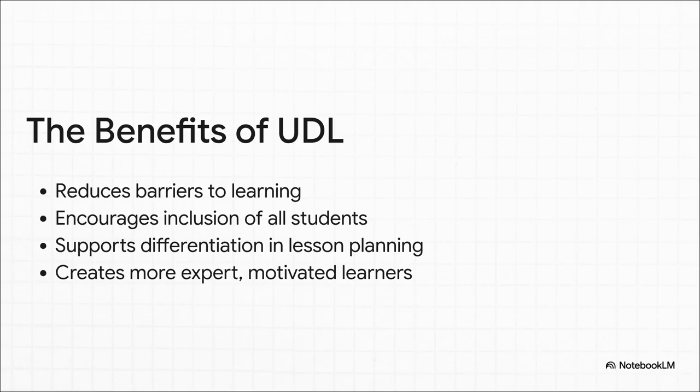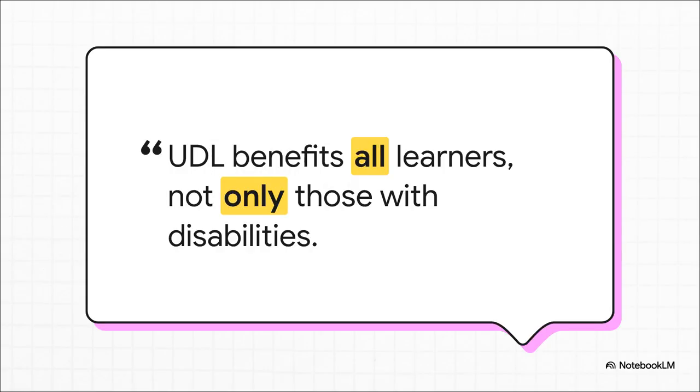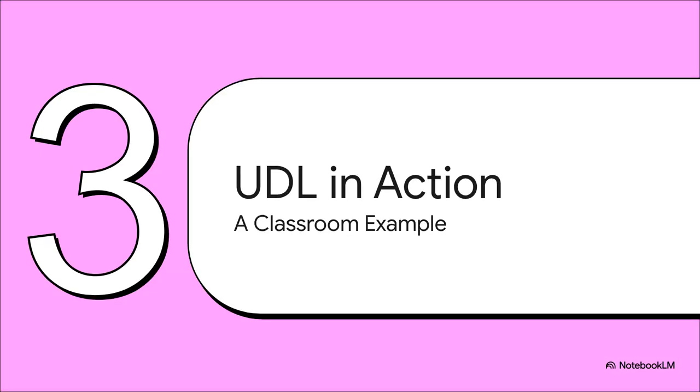Basically, expert learners. Now this right here, this is the key. If you remember one thing, make it this. UDL isn't just a special accommodation for a few students. It's just better design for everyone. Think about a ramp going into a building. It's essential for someone in a wheelchair, right? But it also helps a parent with a stroller or a delivery person with a heavy cart. Good design is universal.